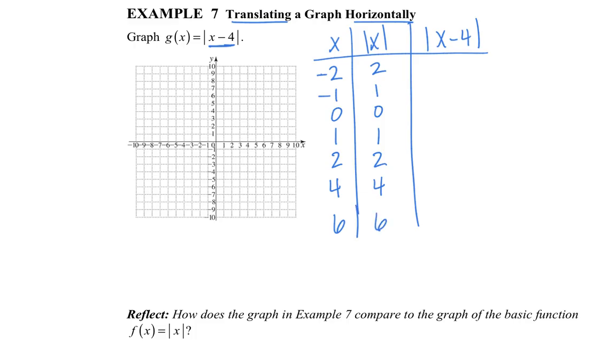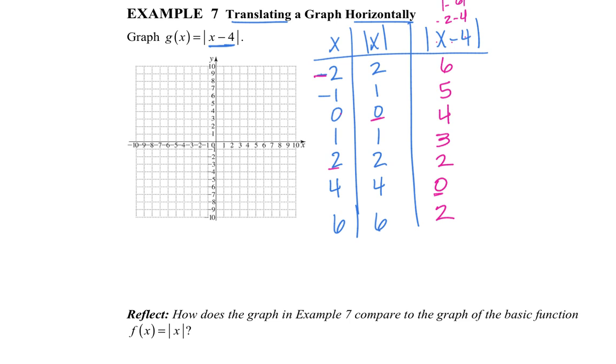And then this graph is going to be negative 2 minus 4. So negative 2 minus 4 is negative 6. The absolute value of negative 6 is 6. And repeat that process. Negative 1 minus 4 is negative 5. So that's 5. 0 minus 4 is negative 4. So that's 4. 1 minus 4 is negative 3. So that's 3. 2 minus 4 is negative 2. So we get a 2. 4 minus 4 is 0, and 6 minus 4 is 2. So what I was trying to do is to make sure that I get a 0 in both columns.